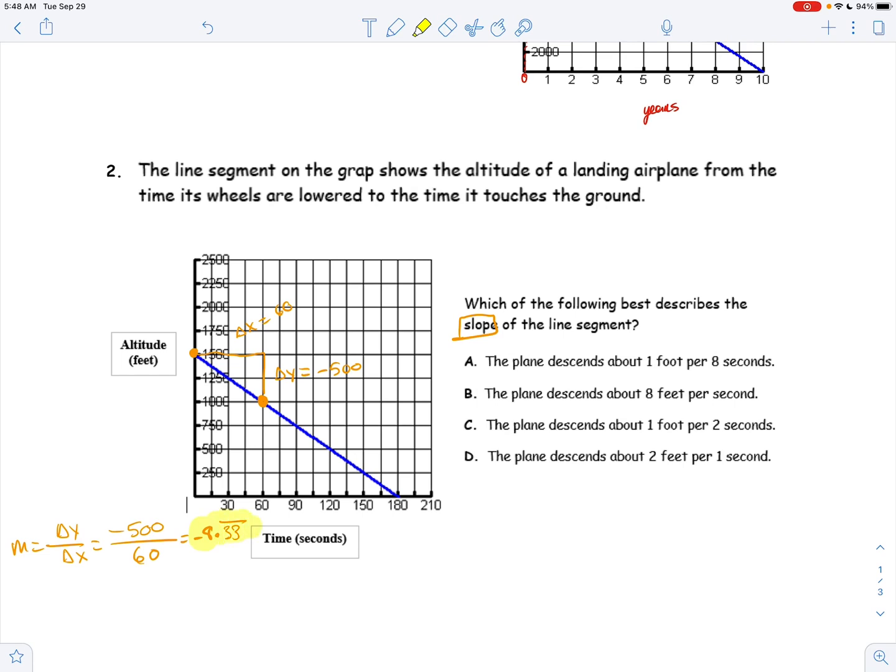But when we read these answer choices, which one works? Is it the plane descends about 1 foot per 8 seconds? The plane descends about 8 feet per second? Or the plane descends about 1 foot per 2 seconds? Or the plane descends about 2 feet per 1 second? All right, people, tell me your answer and bring it to class.